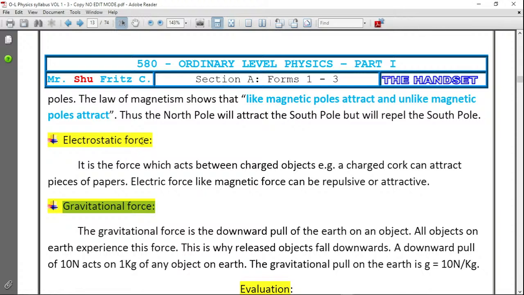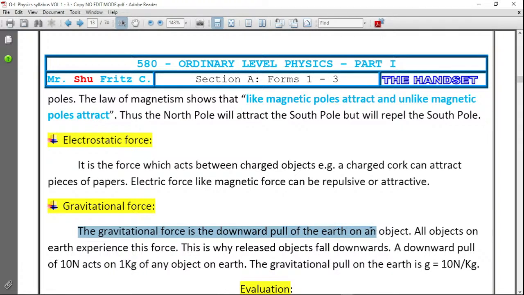Now, electrostatic force is a non-contact force. Magnetic force is a non-contact force. For electrostatic force and magnetic force, they both have attraction and repulsion. But for gravitational force, which is also a non-contact force, we only talk about attraction. The force of gravity only works with attraction, it does not repel. So the gravitational force is defined as the downward pull of the earth on an object.